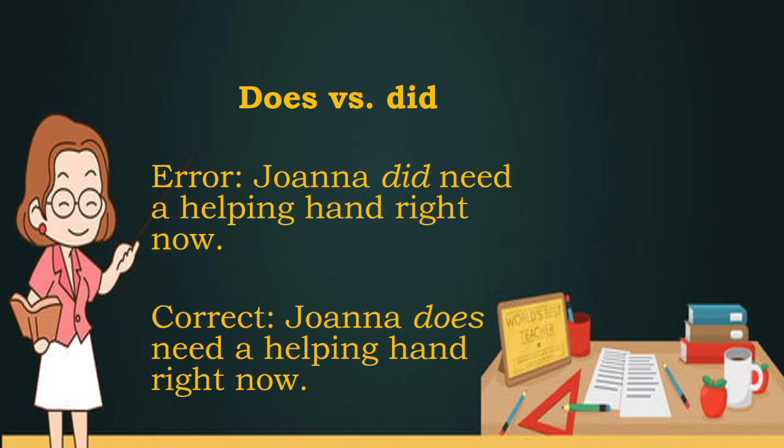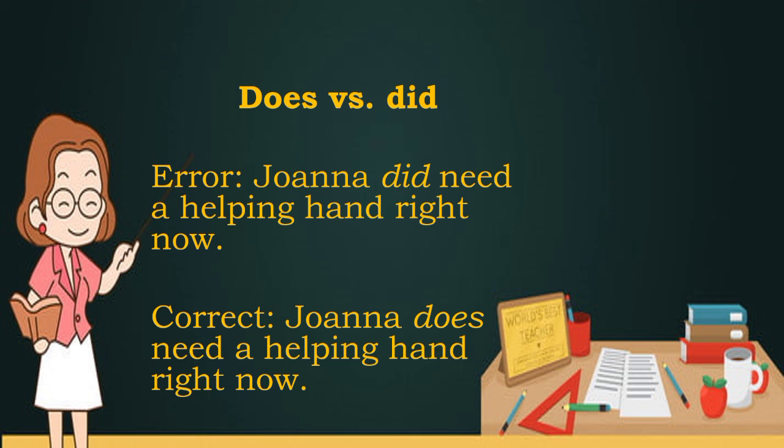For the last common grammatical error, we have does versus did. The word does is the simple present tense of the word do and it is used only when referring to a single person. While the word did is the simple past tense of the word do and it can be used when referring to a single or plural number of persons. For example, Joanna did need a helping hand right now.